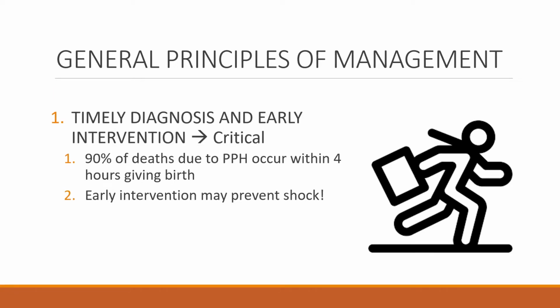The second general principle is to have a timely diagnosis and early intervention. This is critical. Why? Because 90% of deaths due to PPH occur within 4 hours of giving birth. So in the first 4 hours, we will see 90% of the deaths because of PPH. And of course, early intervention may prevent shock.